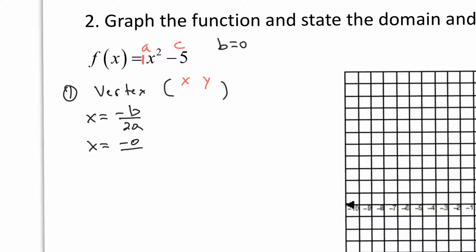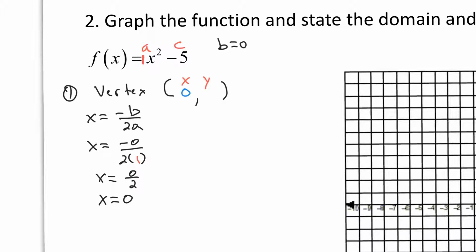0 is not negative or positive, so don't worry about the sign. And on the bottom, you have 2 times a, and your a value is 1. So you substitute a 1. So you simplify this here, 0 over 2. You multiply the bottom, x equals 0. So I know what the x value is for my vertex. x equals 0. But now I need to find the y.